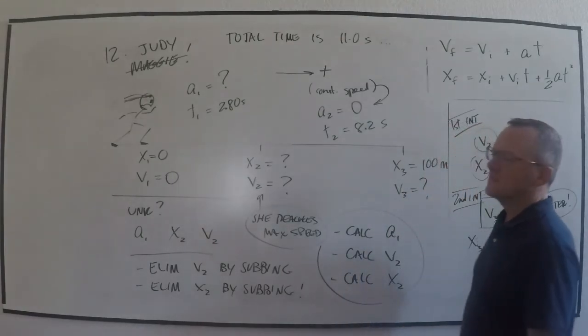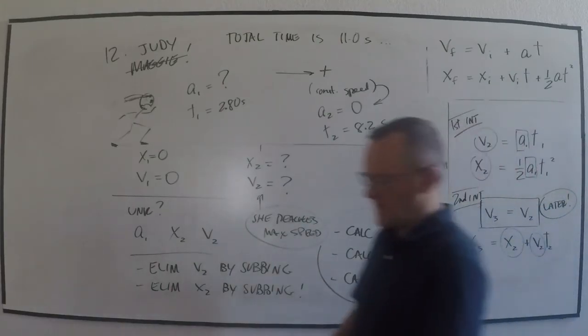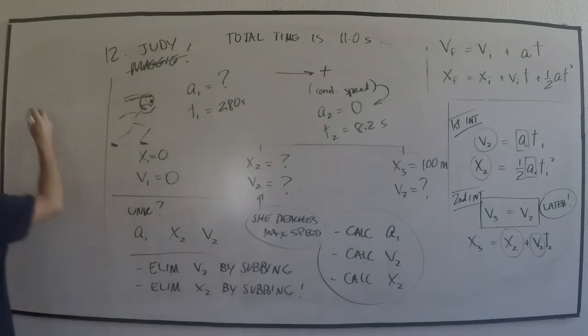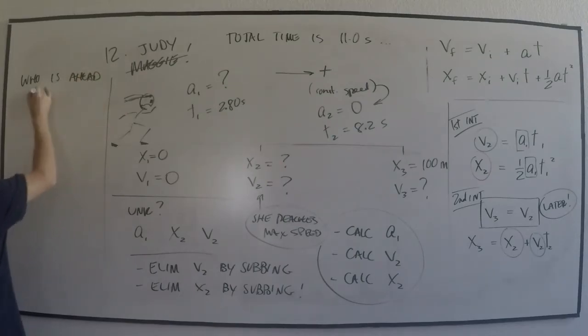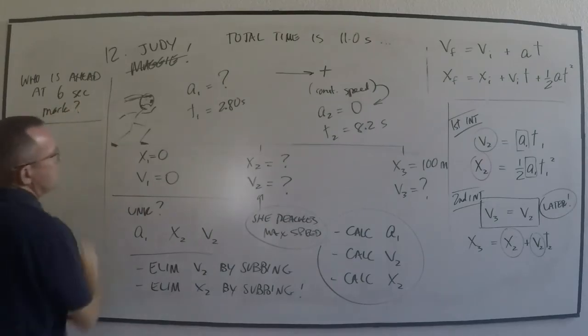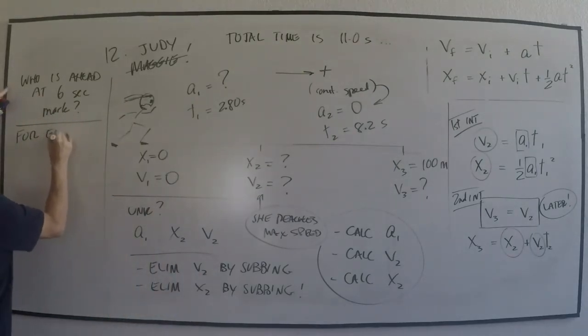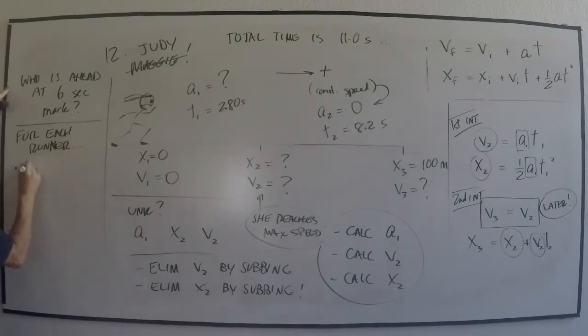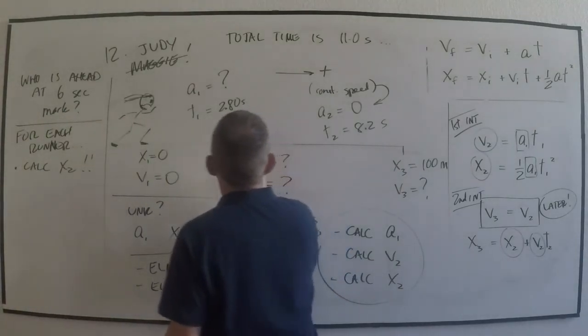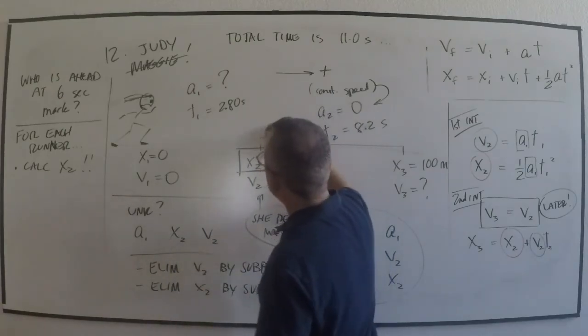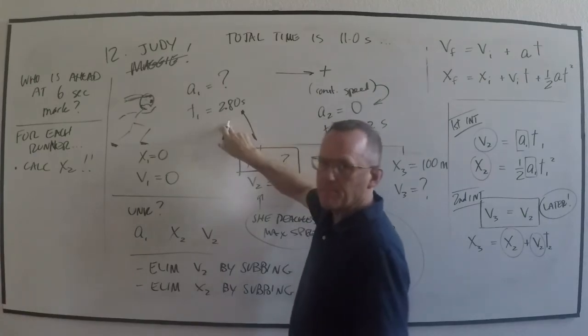But the last problem they ask for is, who is ahead at the 6-second mark? So, to find who is ahead at the 6-second mark, this is why you need X2. For each runner, calculate X2. What do you know about X2? You know this is their position after this much time.